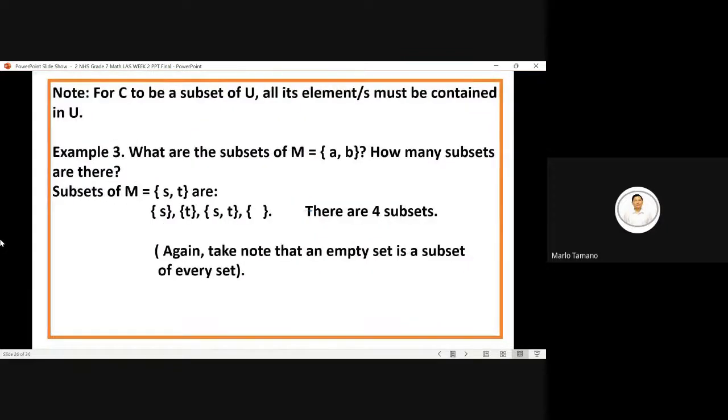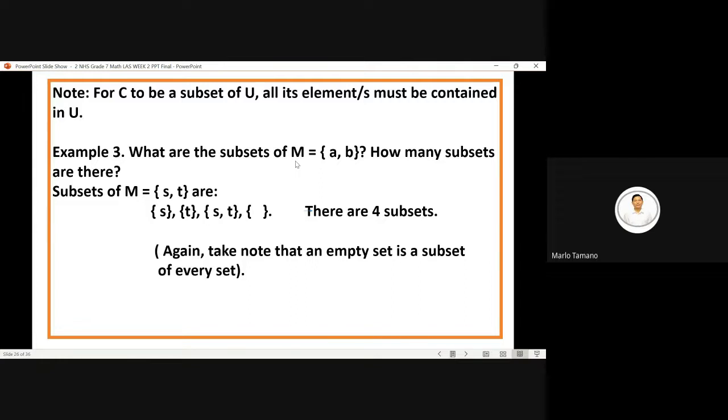No, for C to be subset of U, all its elements must be contained in U. So, dapat po lahat ng elements ng C ay nandun sa U. Pero, since mayroong elements si C na wala sa U, no, hindi natin pwedeng sabihin na proper subset siya. Clear? Example number three. What are the subsets of M? A, B. Yan. So, example number three.